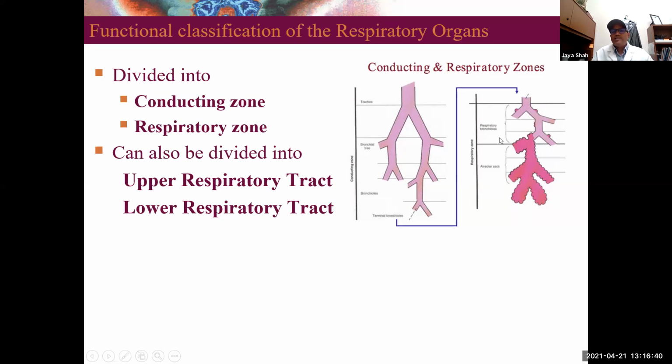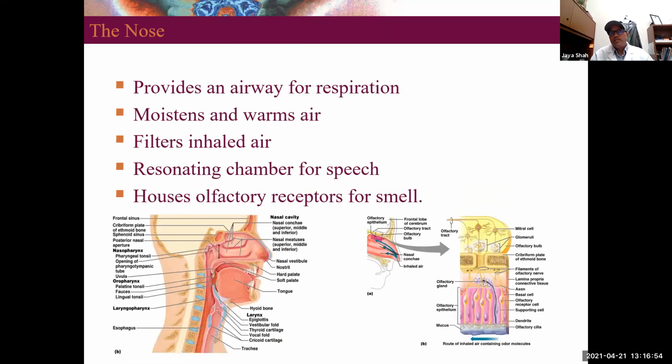Higher you are, less gas you will exchange. Lower you go, more gas you will exchange. The most efficient area of gas exchange in the lungs is the alveolus. Okay. So in the exam, if I ask which one of the following is not conducting zone or respiratory zone, you need to identify.